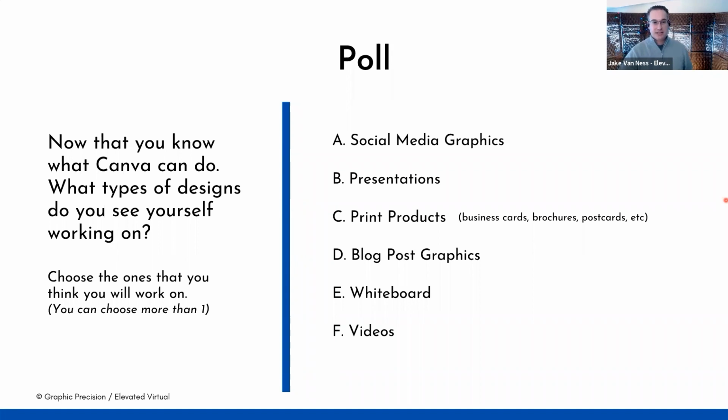All right, looks like almost everybody, about 75% have voted. So it looks like social, which is what I expected, is where it could go. And then presentations, which is great. So I'm going to go ahead and end that, share it just so you guys can see the results. And while you're looking at that.